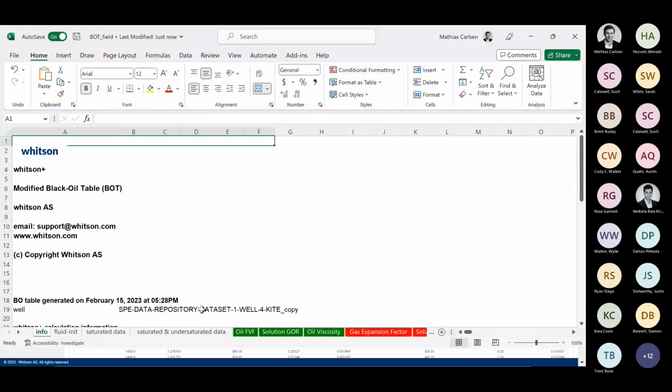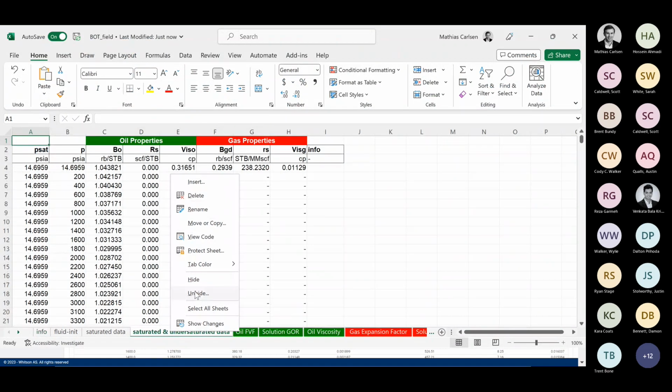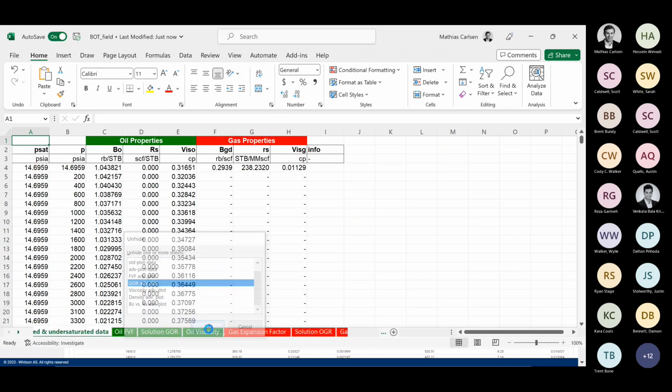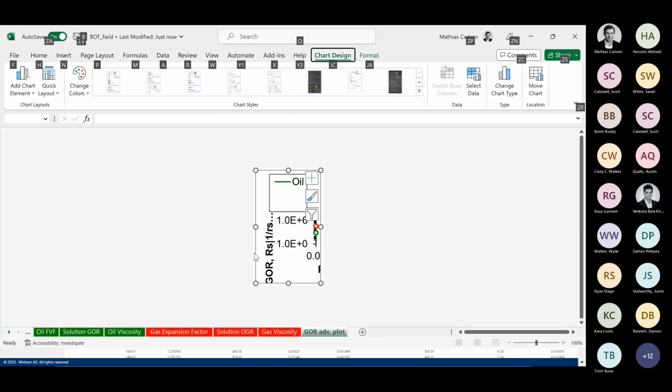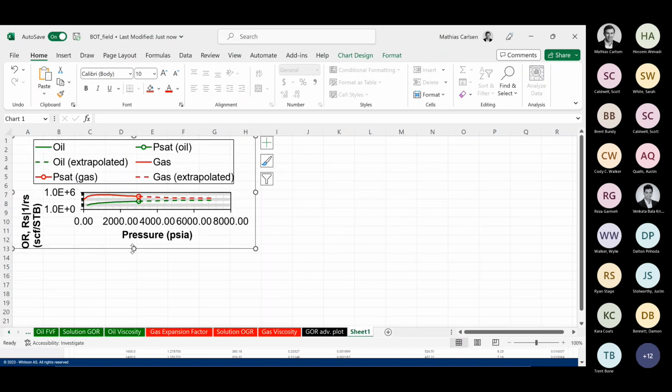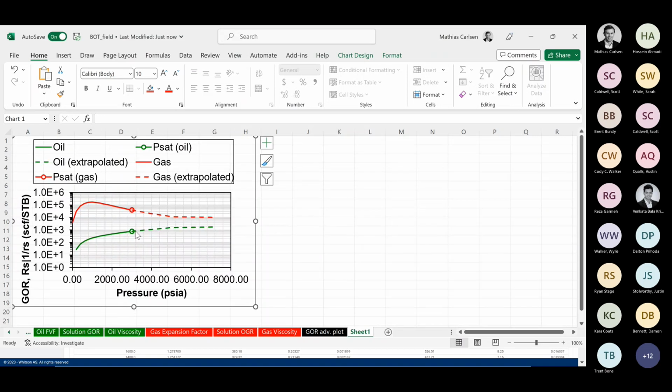And for those that are really interested in the Excel sheet, there are some hidden secrets there. If you want to be a Whitson power user, you'll know about the unhide part of the Excel file. That, for instance, can show you the GOR advanced plot. Sorry, I have a bad format on my computer here on the small screen at home. But there you basically see an extrapolation portion of the table that we talked about initially. So we have a little portion of the table that is extrapolated above the saturation pressure.